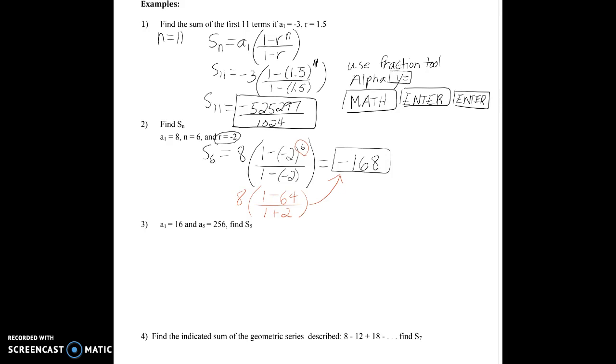Okay, next one. We're given the last term. We don't know the n value. Oh no, we do know the n value. I apologize. We don't know the ratio. So we have to find that. We're going to use our an formula first.